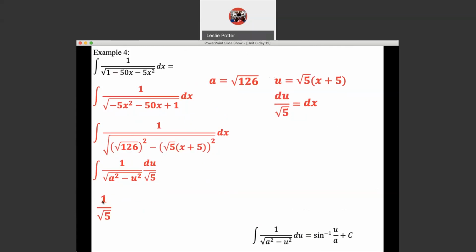So I'm going to factor out the 1 over root 5, sine inverse u over a. So remember, my u is this, and my a is this. So that is the antiderivative for that. These are pretty involved. This particular example is really involved. And then I'm going to put a plus c on the end.